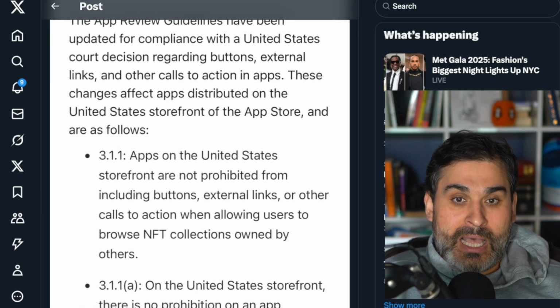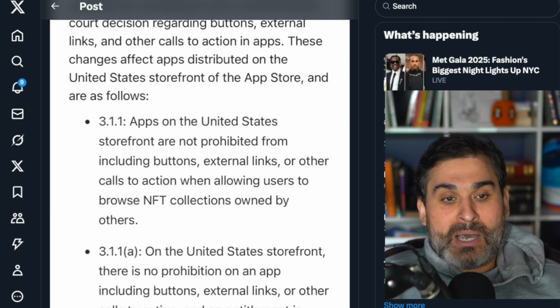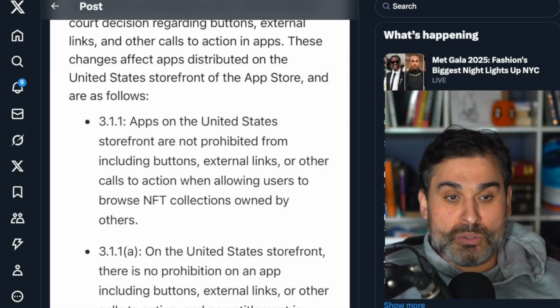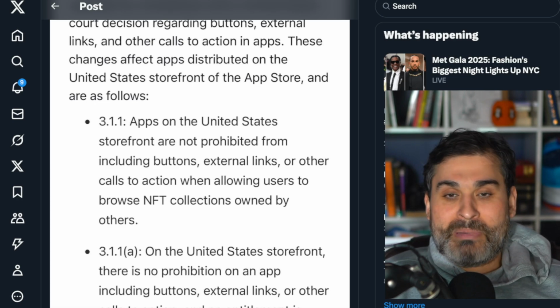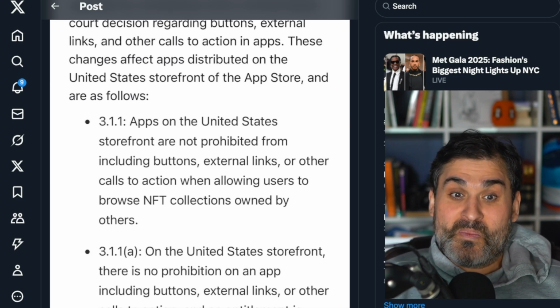So they said apps on the App Store storefront are not prohibited from including buttons, external links, or other calls to action when allowing users to browse NFT collections owned by others. So now you can browse NFT collections in your MetaMask wallet, for example, or whatever wallet you're using nowadays. And on there, you can see, buy NFT, and you can click that button. Before, Apple would not allow that, but now it does.